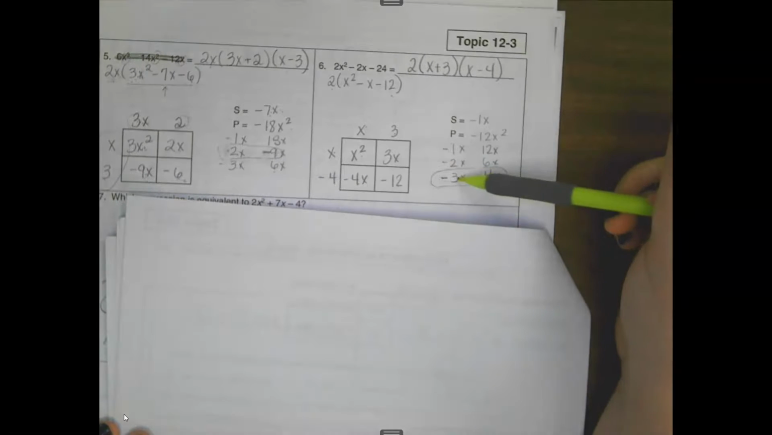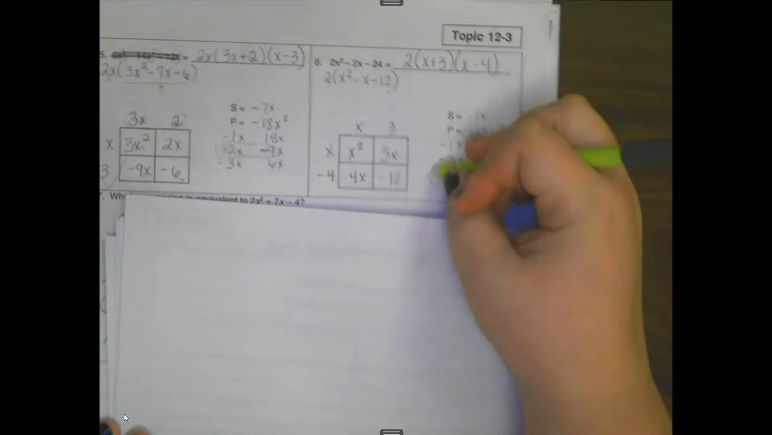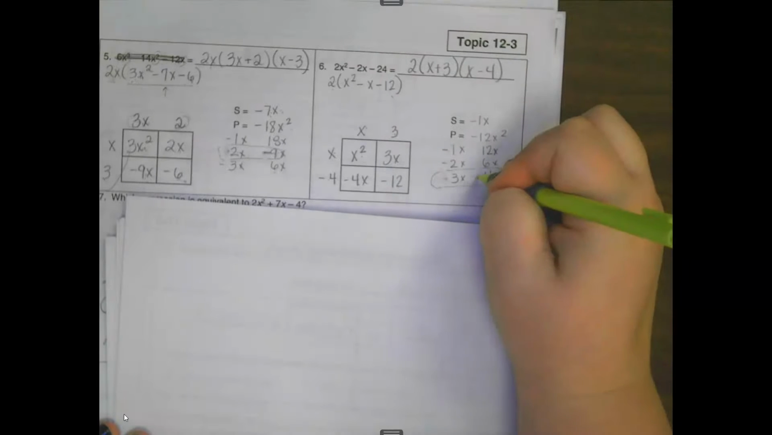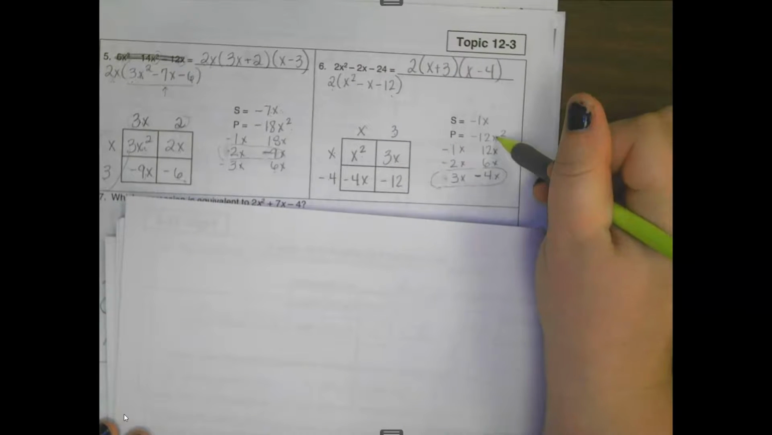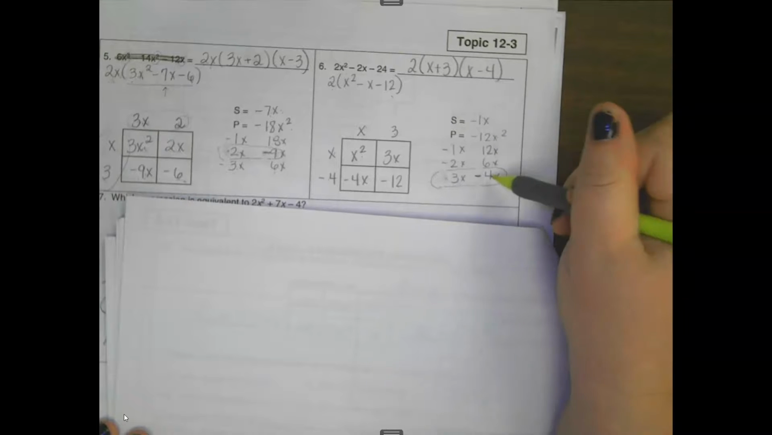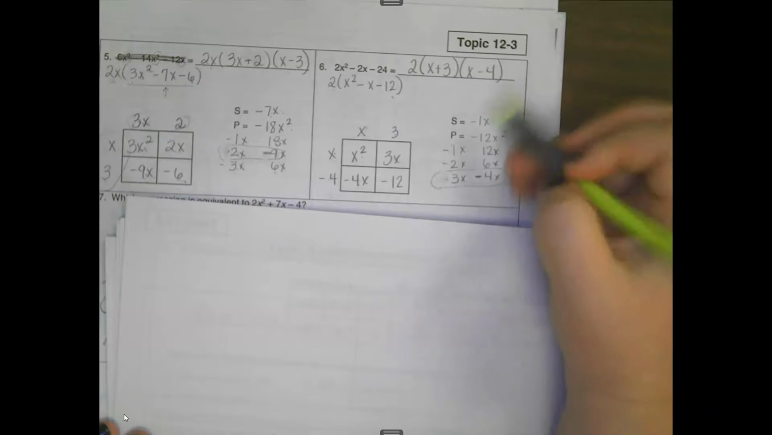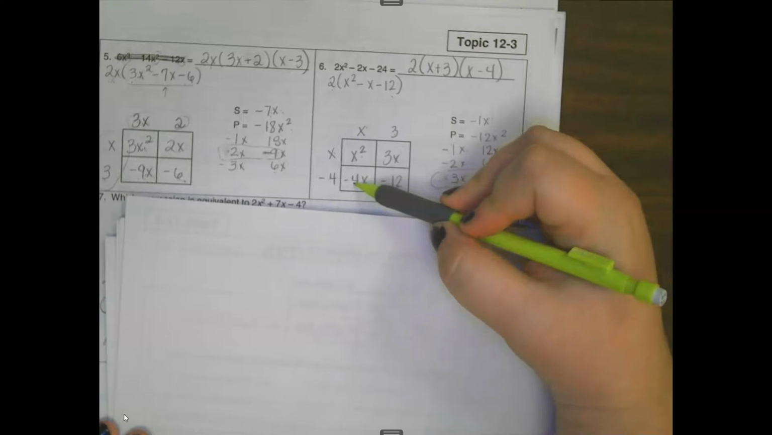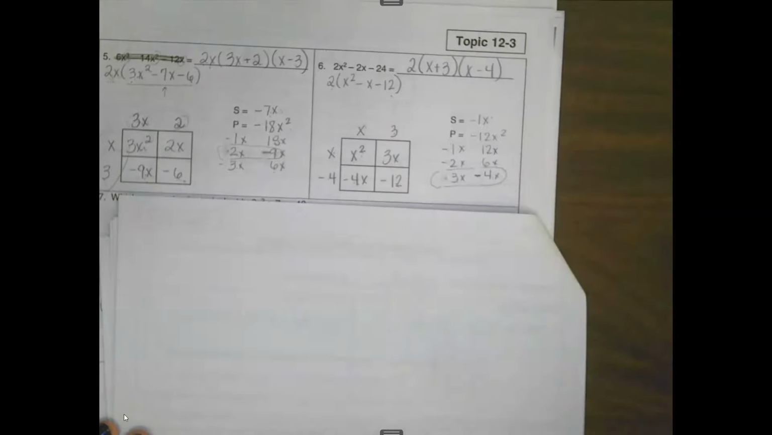But when I do that, I see negative 3 plus 4 gives me a positive 1, not a negative 1. So I erased my negative 3 and gave it to my 4, because negative 4 times 3 still gives me negative 12. But now, negative 4 plus 3 gives me my negative 1. Put these in my two middle boxes. First term, last term. Factored it out. And I got it.